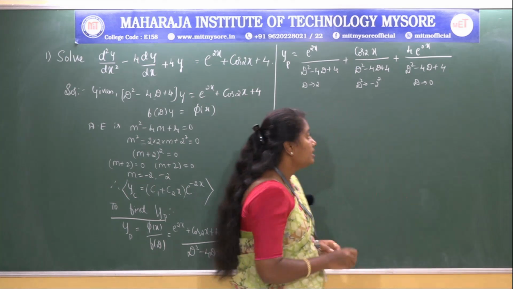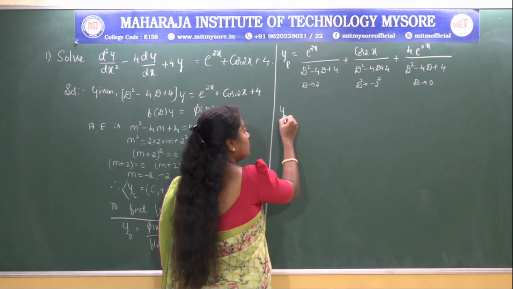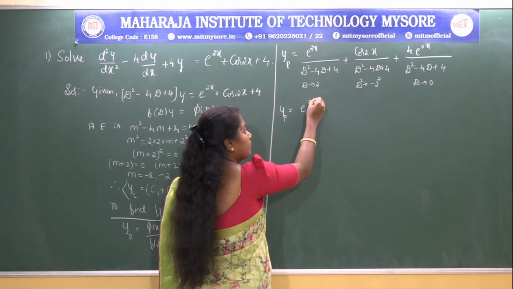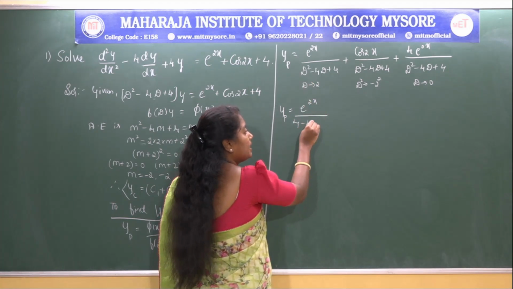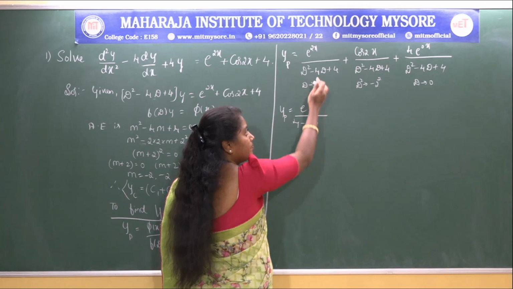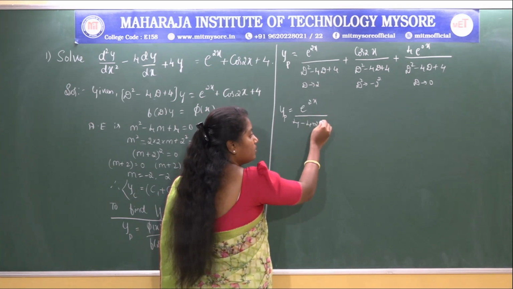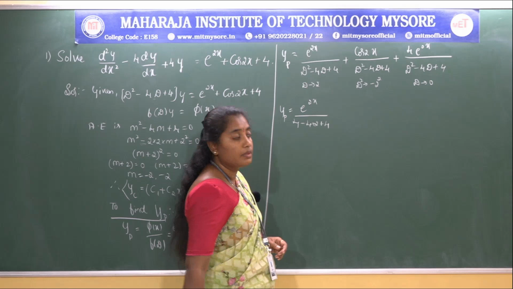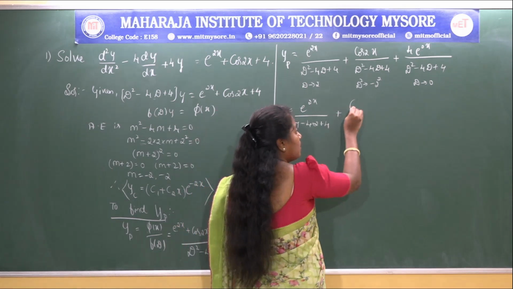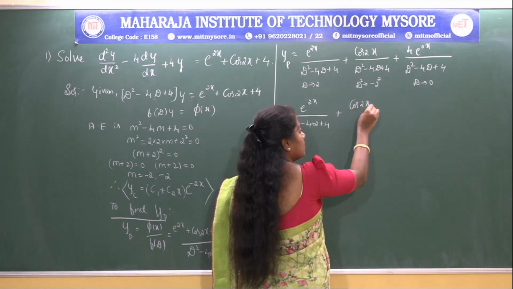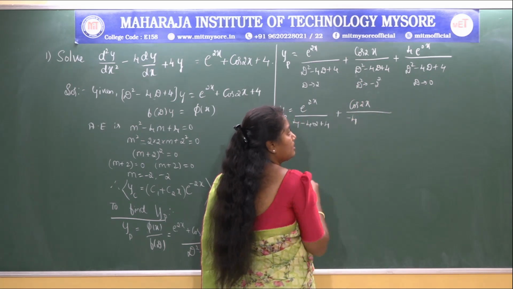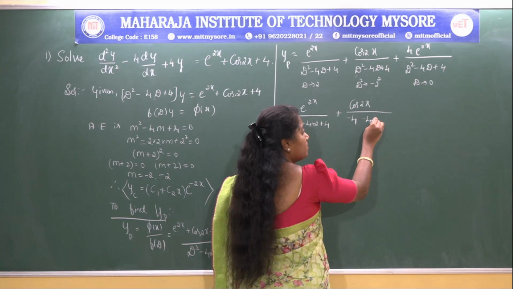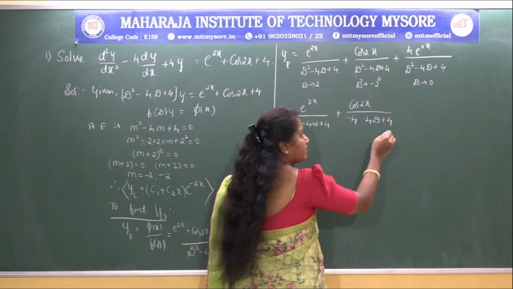So replacing that, yp is equal to, we have e to the power of 2x divided by, substituting the value, 2 square is 4, minus 4 into 2, the d value, plus 4. In the second term, cos 2x divided by, on replacing d square by minus 2 square, that is minus 4, minus 4d plus 4.